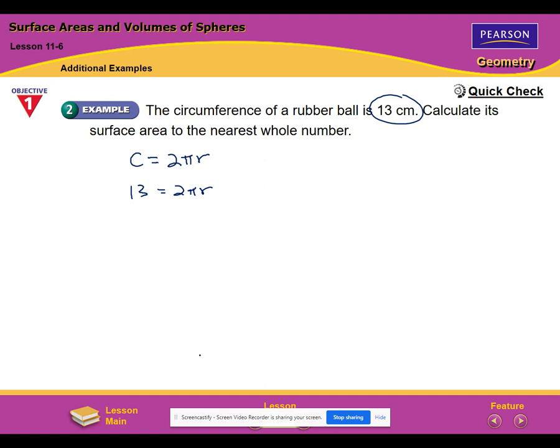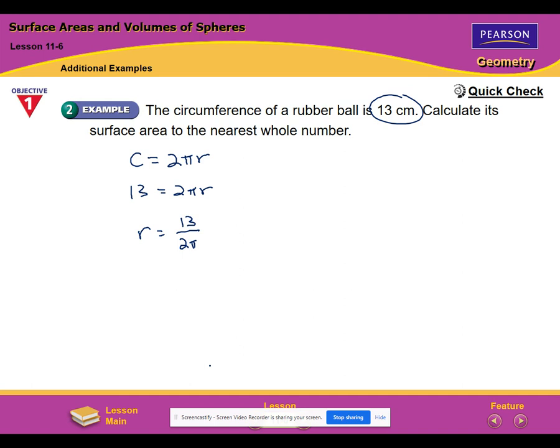And you can do it one at a time if you want to. I think you should just do it in one step. Divide both sides by 2 pi. So r would be equal to 13 over 2 pi. Now, caution. If you take your calculator right now and type in 1, 3, divide, 2 pi, you will not get the right value. Your calculator would interpret that as 13 divided by 2, which is 6.5, and then multiplying 6.5 by pi. You didn't want to do that. You wanted to divide by pi, not multiply.